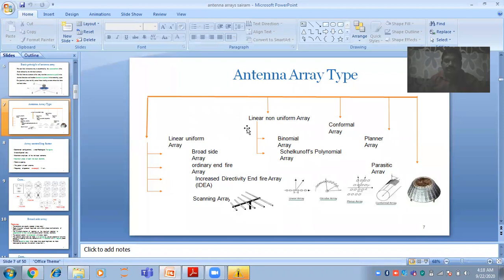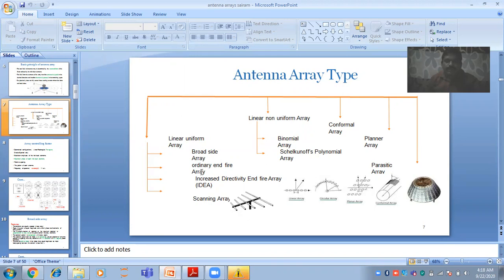Similarly, if all the antennas are supplied with currents of uniform amplitude, that is called uniform array. If all the antenna elements of the array are supplied with non-uniform currents, the type of array is called non-uniform array. And similarly, if an array is both linear and uniform, that is called uniform linear array. And these are the different types of the arrays that are coming in this category.